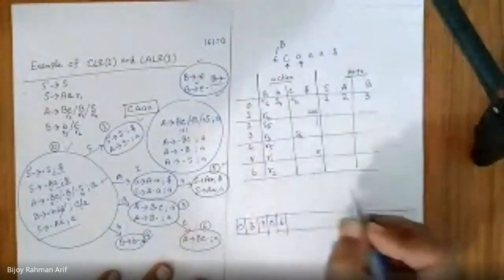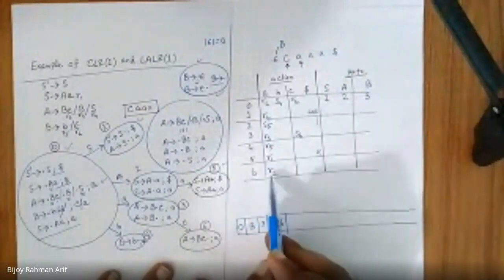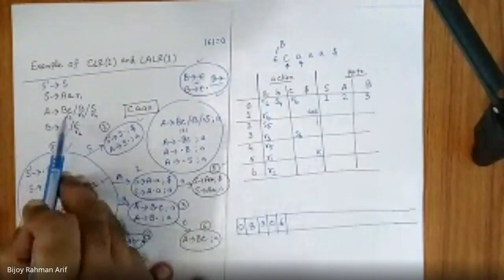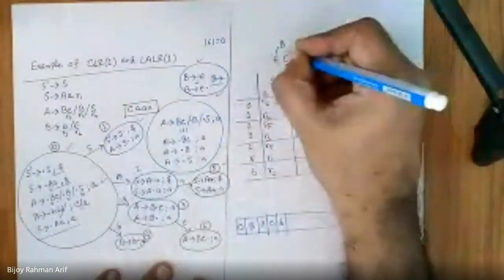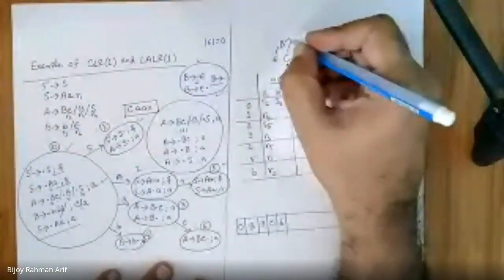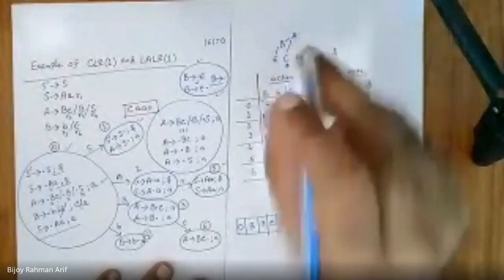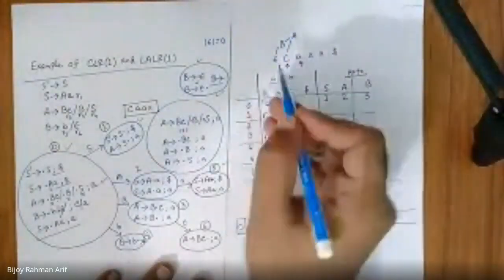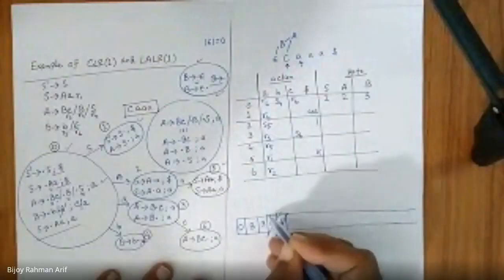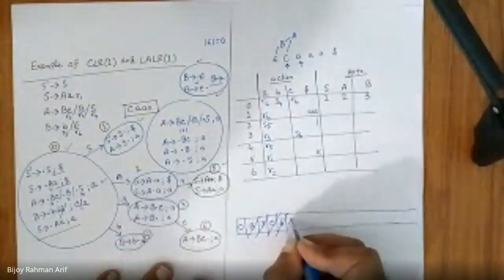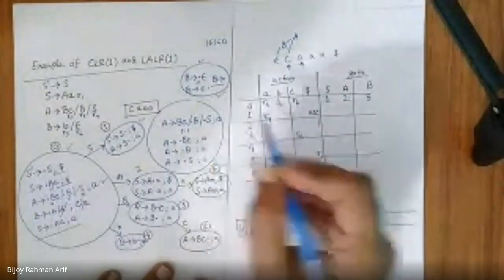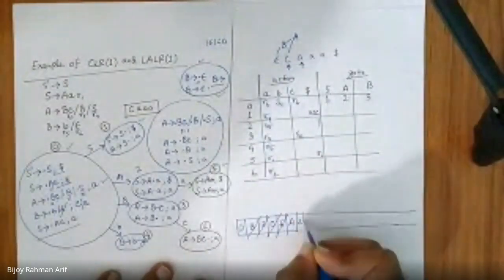Now 6 is seeing A. What is the case? Reduce rule number 2. What is rule number 2? B C would become A. So how many entries do I have to pop? 2 star 2 equal to 4. 1, 2, 3, 4. I have to push A. Now 0 seeing A, where should I go? I'm going to state number 2.